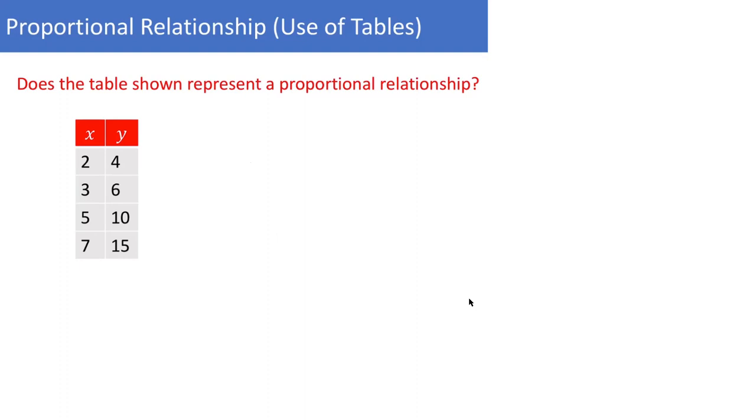Does the table shown represent a proportional relationship? Okay, 4 over 2 is 2, 6 over 3 is also 2, that's good so far, 10 over 5 is 2, but 15 over 7 is not 2. So this does not represent a proportional relationship.